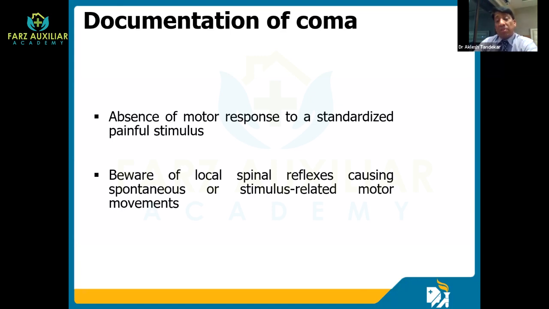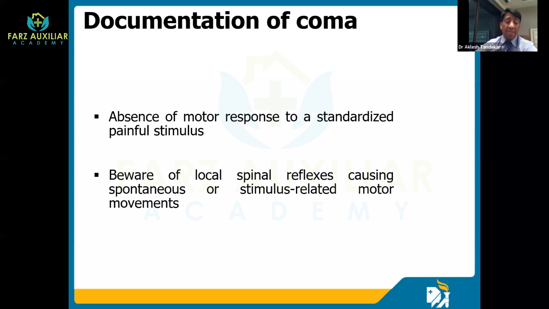But also make sure that if the patient is brain dead, the patient's spinal reflexes will be intact. And they may have non-purposeful or spontaneous movements of the extremities. So that should not confound us. That should not be considered as a bias factor and deter you from diagnosing brain death.